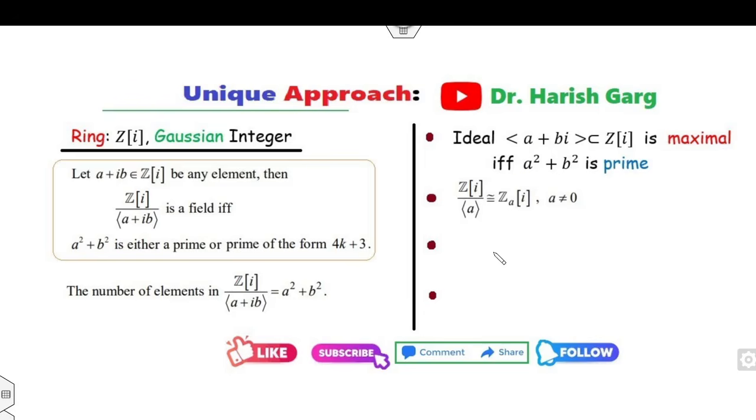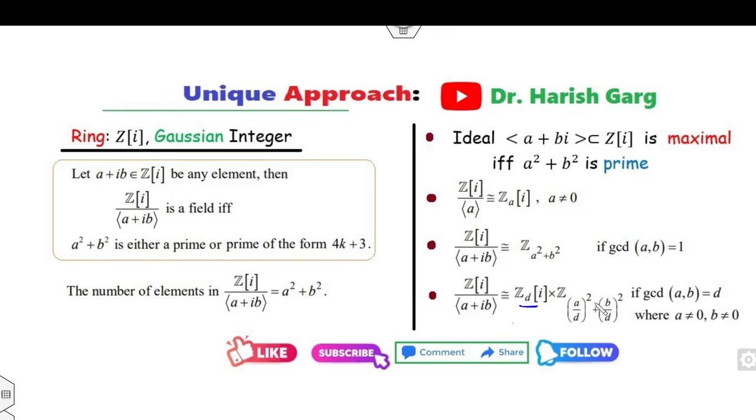And this Z[i], if there is a singleton, then you can simply say Z of A, and this number is isomorphic to, if I call it Z[i] over <A + iB>, isomorphic to, depending upon the GCD of A and B. If the GCD is 1, then it is isomorphic to Z of A square plus B square. If the GCD is not 1, then it is isomorphic to Z of GCD times Z of (A over D) square plus (B over D) square.